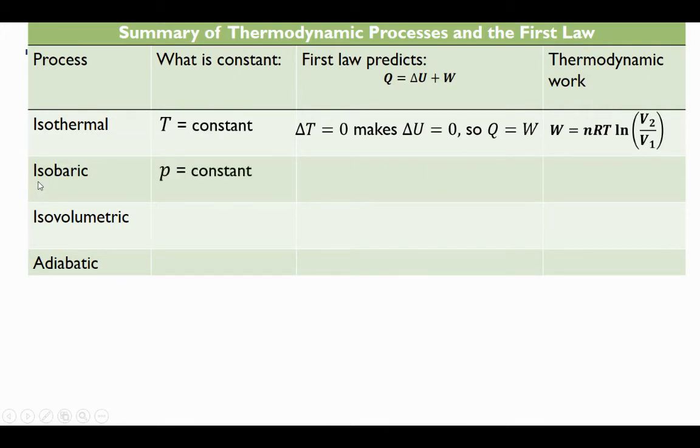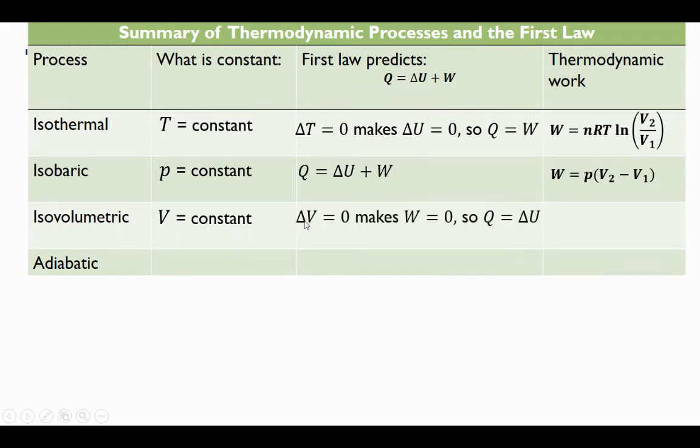The second process is the isobaric. The pressure is constant. So the first law of thermodynamics, Q is equal to delta U plus work, and from the derivation, W is equal to P delta V. The next one is the isovolumetric process. Volume is constant. So there is no change in volume, delta V is equal to 0, which makes W equal to 0. So Q is just equal to delta U.